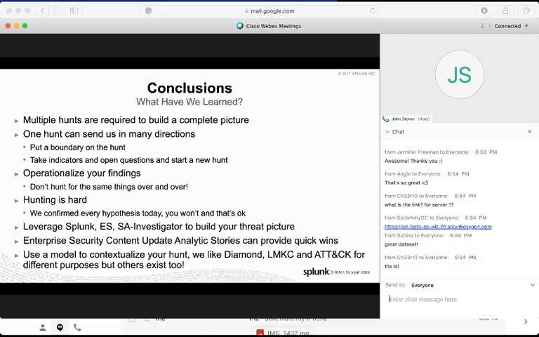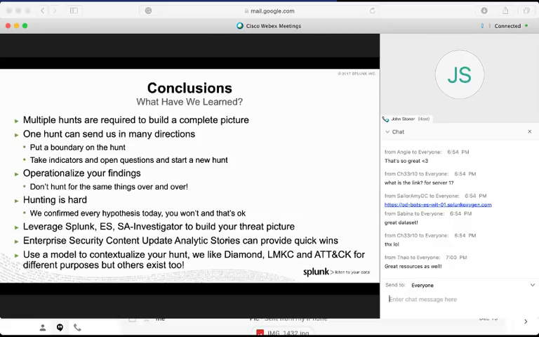Hunting's hard. By virtue of this, we didn't want to make everybody miserable and say, go find something that we know doesn't exist within the environment. We want to put things out there that you can go find. You're not going to find everything, because some of the hypotheses you put out there, you're just not going to find those things. You may not, and that's okay.